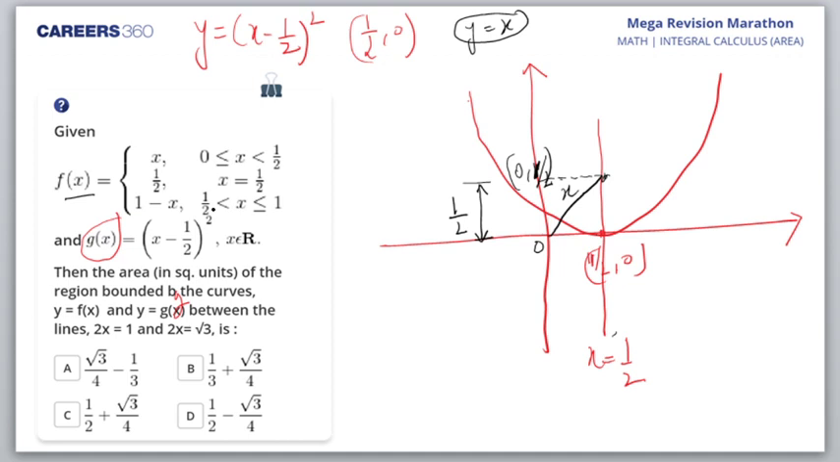Then, between half and 1. So let me draw 1 here. This is (1, 0). Okay. Now, between half and 1, the line is 1 minus x. 1 minus x means the y-intercept is 1, that is somewhere here, and I have to make it between half and 1, so the slope is 135 degrees. This is 45, this is 45. Now, we have this line as 1 minus x. Thanks, Career 360. 1 minus x.